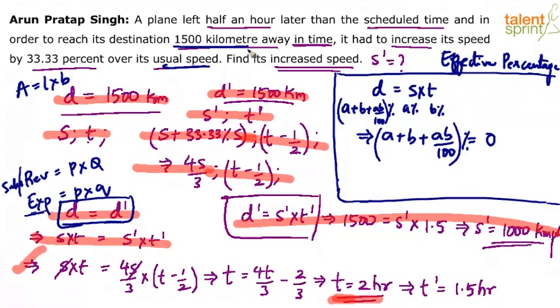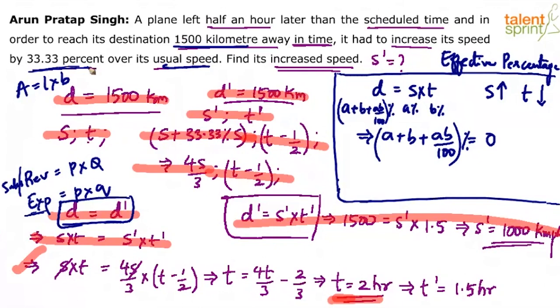The distance is constant, but the speed has increased by 33.33%. Now, if you are good at playing with these values, you will be able to solve the question very easily. I know that if the speed has increased by some percentage, the time has to decrease. Only then the distance can remain constant. That's what has happened here, right?